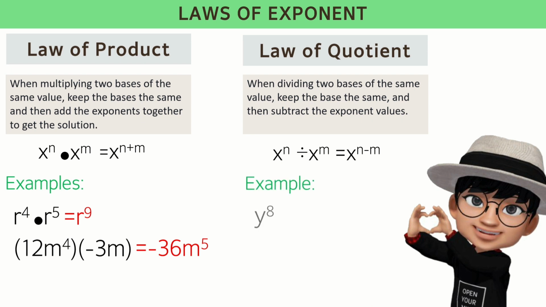For example, we have y raised to 8 divided by y raised to 5. The answer is y raised to 3 because we copy the base and then we subtract the exponent. So 8 minus 5, the answer is 3. So the answer here is y raised to 3.